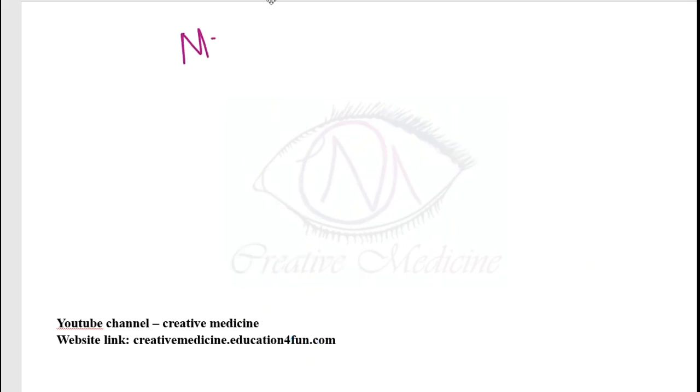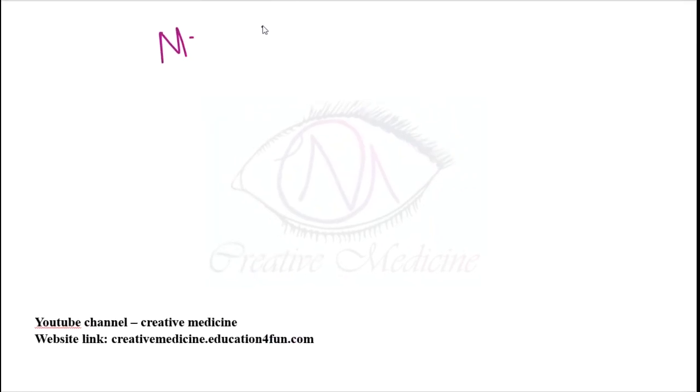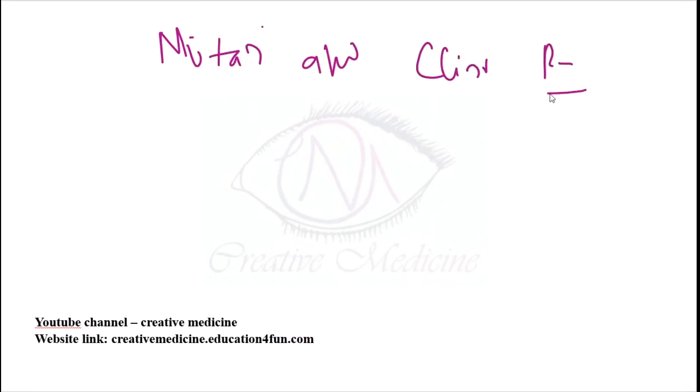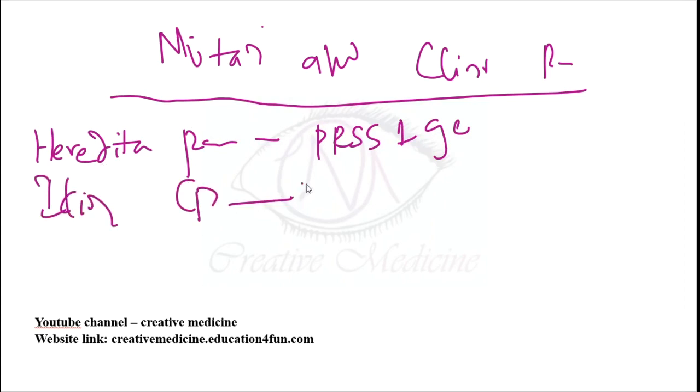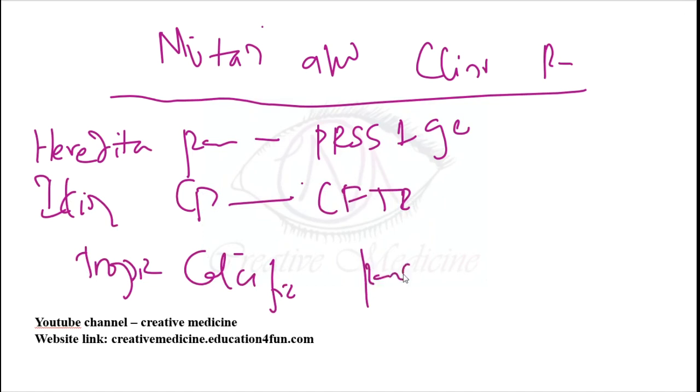If you see the mutations which are associated with chronic pancreatic syndrome, first we have hereditary pancreatitis, which involves the PRSS1 gene, which is the cationic trypsinogen gene. Then we have idiopathic chronic pancreatitis, which involves the CFTR gene, and we have tropical calcific pancreatitis. The tropical calcific pancreatitis gene is the SPINK1 gene. So here you have three genes present.